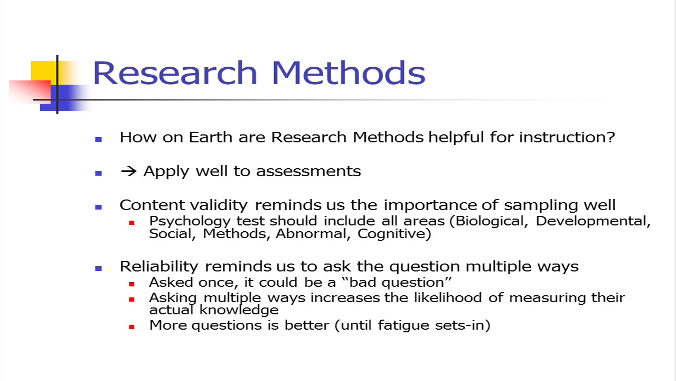So validity has to do with measuring the thing that we're trying to measure. Reliability has to do with the consistency of the measure. If we did it again, we'd get a similar sort of result. One of the things that we know about reliability is that it's enhanced by asking the same thing more than one way, right? Rather than just ask one question about one topic, we're going to have better reliability if we ask multiple questions about that same topic.